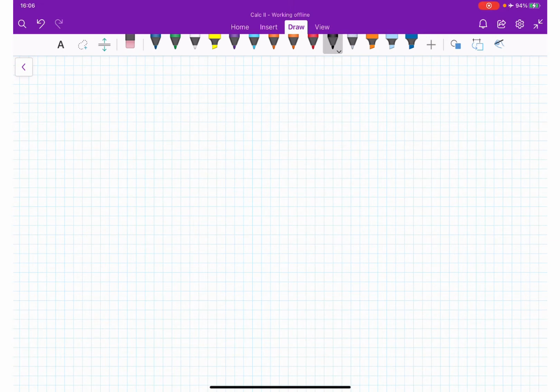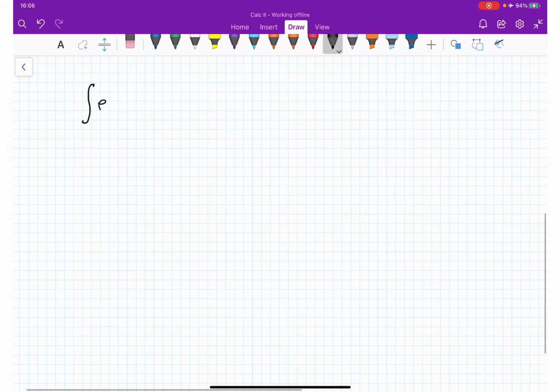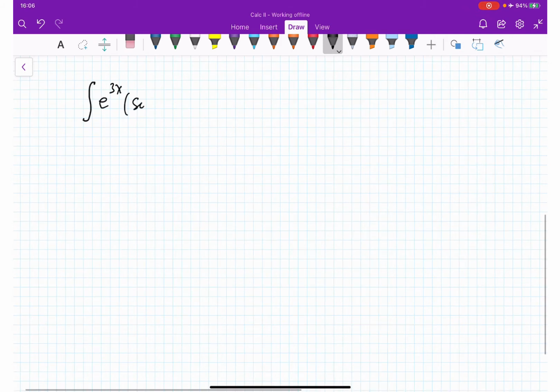Okay, this time let's solve the following integral. We have e to power 3x times (sine 2x minus cosine 2x) dx. So let's first of all distribute e to power 3x.